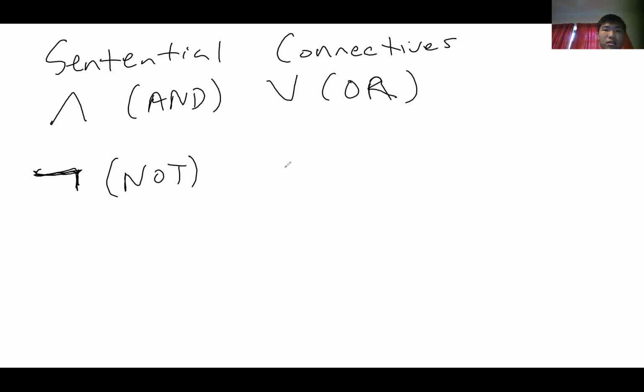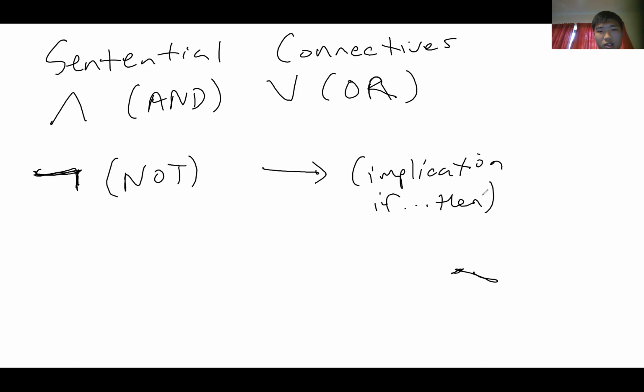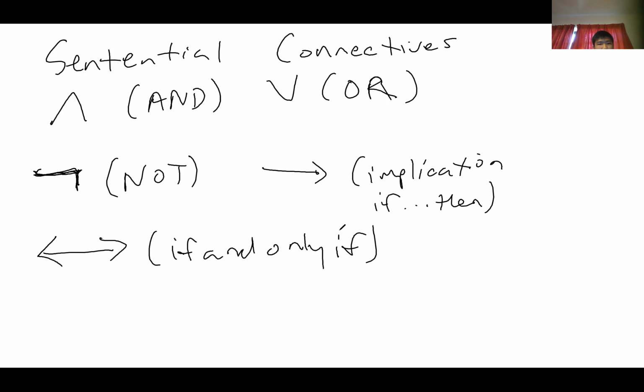And there's implication, this right arrow, which also means if, then. And then there's also the double arrow, which means if and only if. All right, so I'm going to explain what these mean.